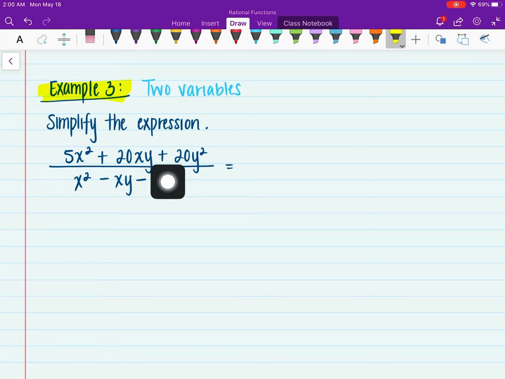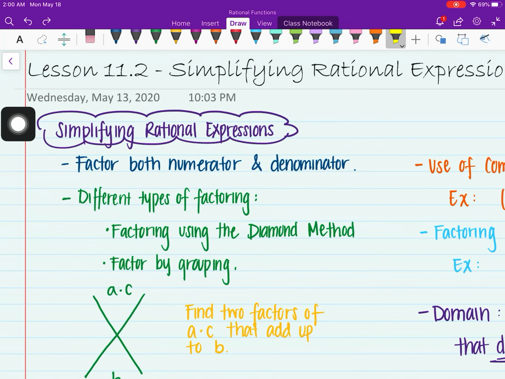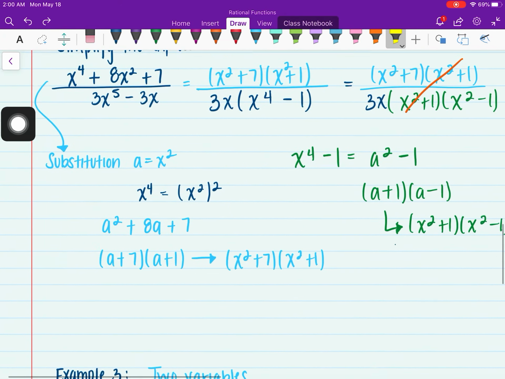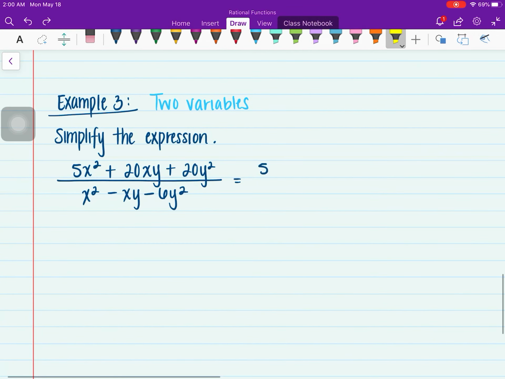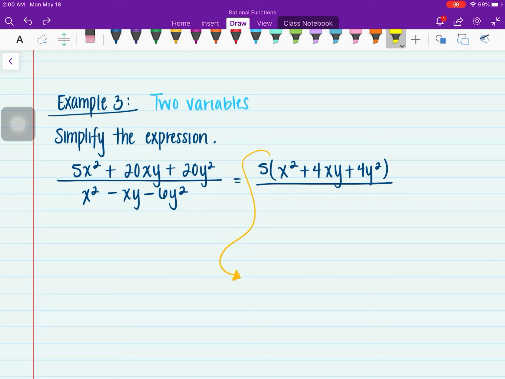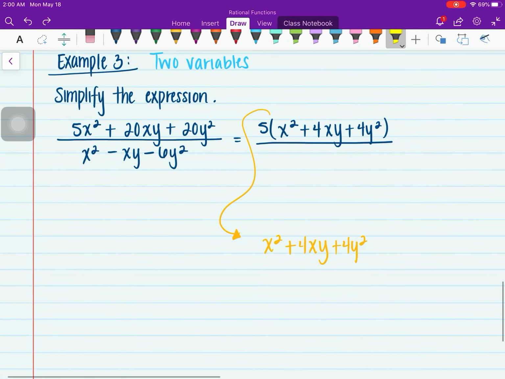If you take a look at this here, our coefficients are 5, 20, and 20. There is one number in common between all three, which is 5. So I'm going to go ahead and factor that out first. We have the 5, and then we're going to simplify that. So we have x squared plus 4xy plus 4y squared. After we do that, I want to focus on factoring the expression inside of the parentheses.